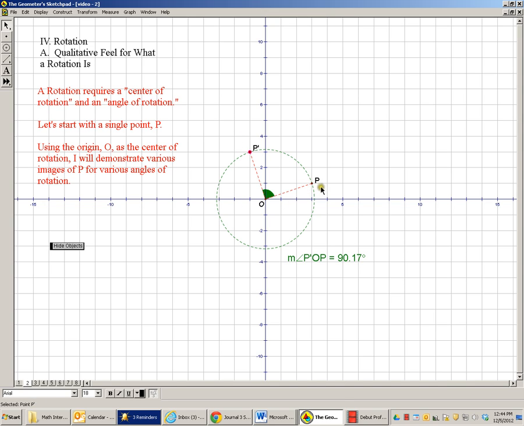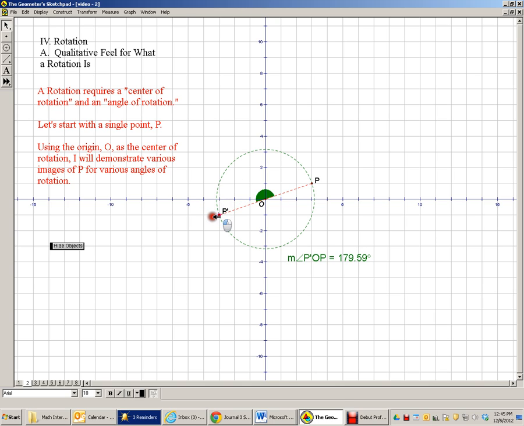So if I were to rotate P 90 degrees using the origin as the center of rotation, then the image P prime would be located over here at -1, 3. You'll notice that the image P prime is always the same distance away from the center of rotation as the object P is, and you can also see how we swept that through an angle of 90 degrees, counterclockwise, or anti-clockwise, as they say in Jamaica.